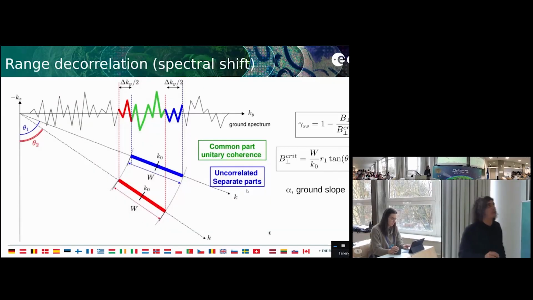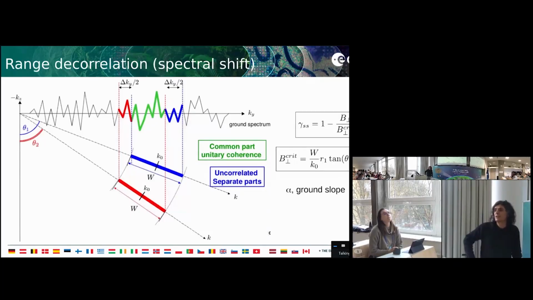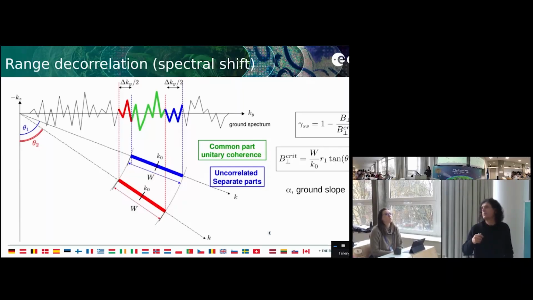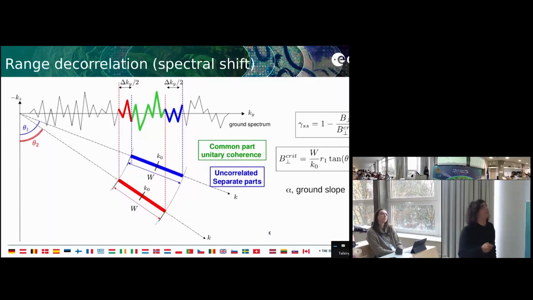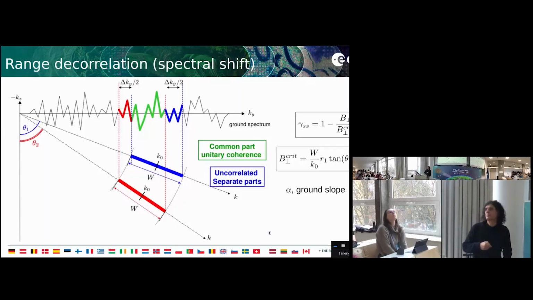Another source of decorrelation, I don't go into the detail. This is called range decorrelation. I normally don't present it, but since you will deal with biomass images, I need to present it. This is called range decorrelation or spectral shift. Okay, let me explain the picture.